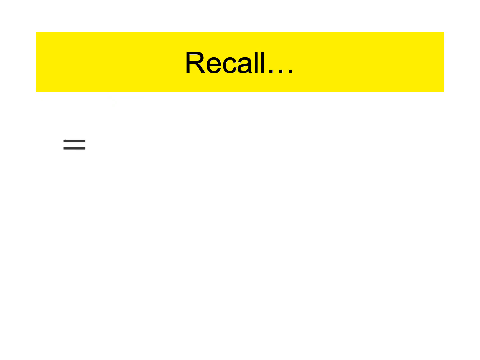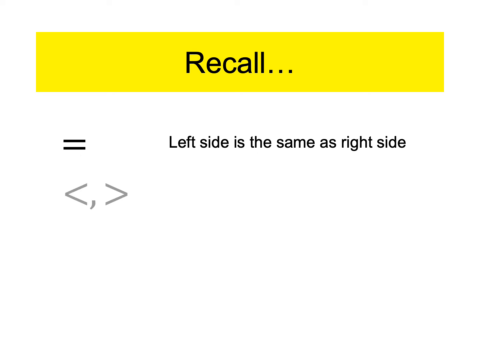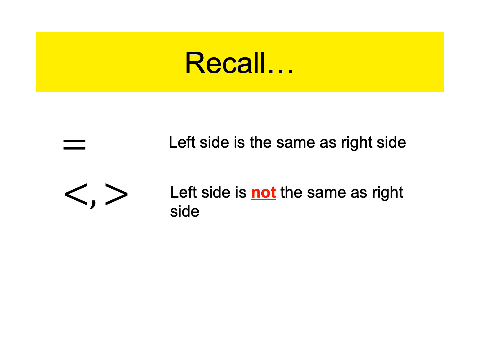Now, recall that when things are equal, that means literally the left side is the same value as the right side. When things are not equal, we use an inequality. That means the left side and the right side are not the same value. And then lastly, we have the congruency symbol. It's generally used with shapes. When there are two separate shapes, I've got a red one and a blue one, but they have the same measurements, that's when we use congruency.